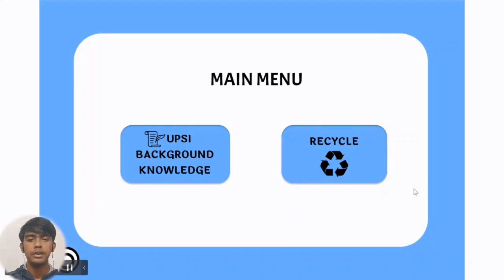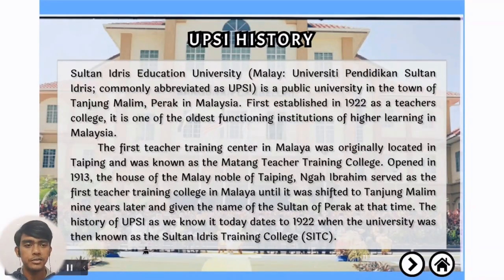In the main menu, there are two buttons: UPSI Background Knowledge and Recycle, so the user can choose what they want to preview first. If the user clicks UPSI Background Knowledge, it will display the UPSI history first established, and we are using the Chancellery Building in UPSI Sultan Abdul Jalil Shah campus as our background photo.